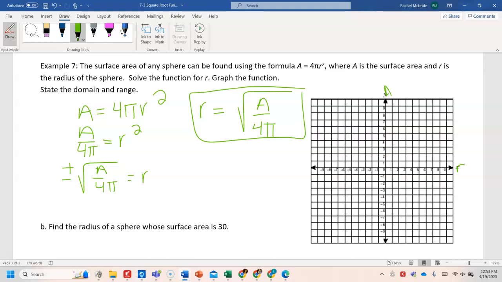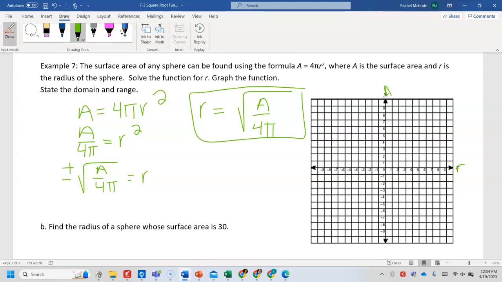And if you graphed it inverted, that would also work. By graphing it this way, it's going to end up looking like a sideways graph. But if you had graphed it the other way, it would look like a square root. So you could graph it either way, you just have to make sure you label your graph. Does that make sense? Like how I labeled the A and the r? So if you had labeled it in reverse and put r up top and A on the side, that would also work.